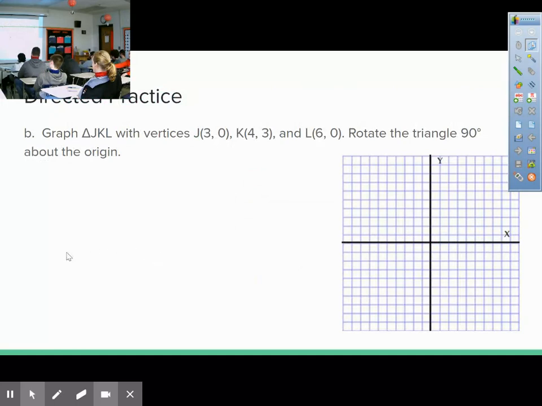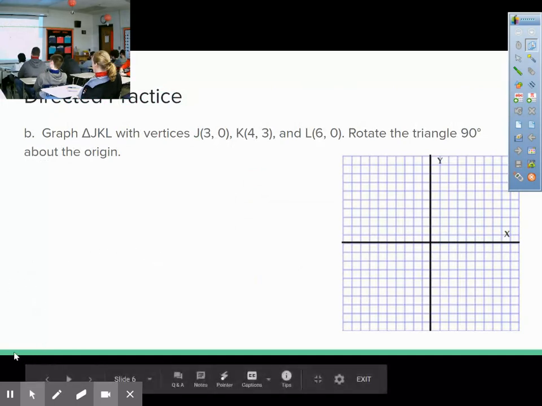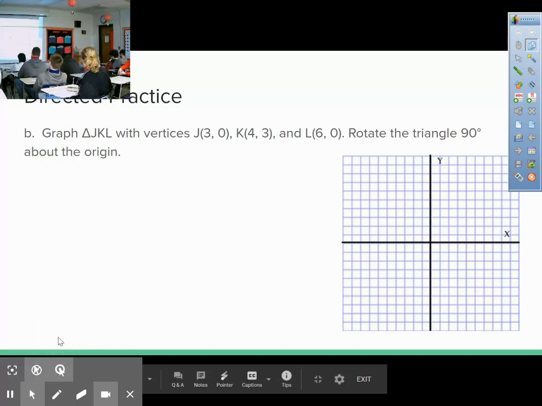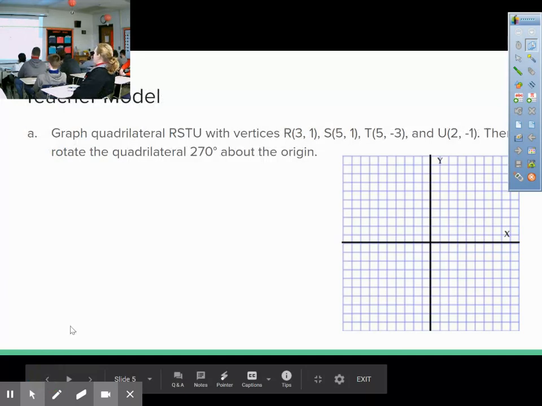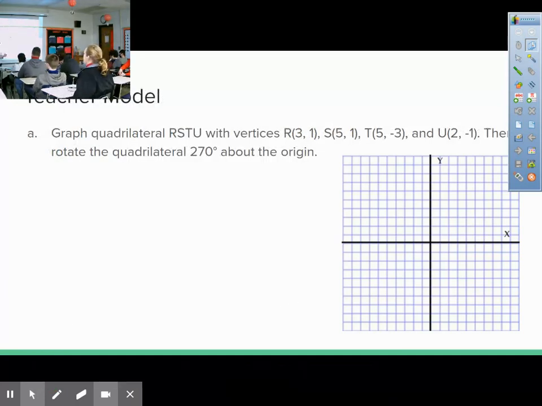Now remember, with teacher practice, I work the problem out myself. And you just copy down and pay attention, okay? It says graph quadrilateral RSTU with those coordinates, and then rotate the quadrilateral 270 degrees about the origin.